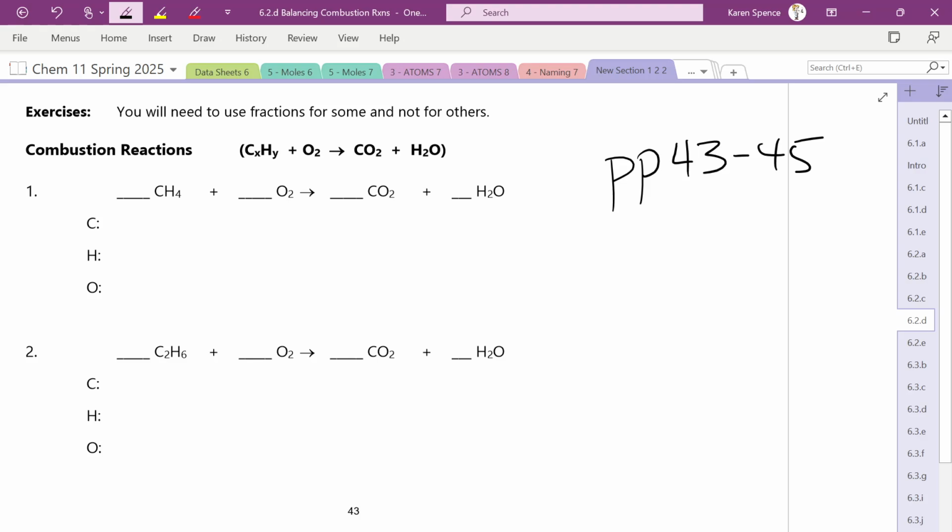Folks, if you want to check your answers, they are on page 45 at the bottom. It just gives you the coefficients.